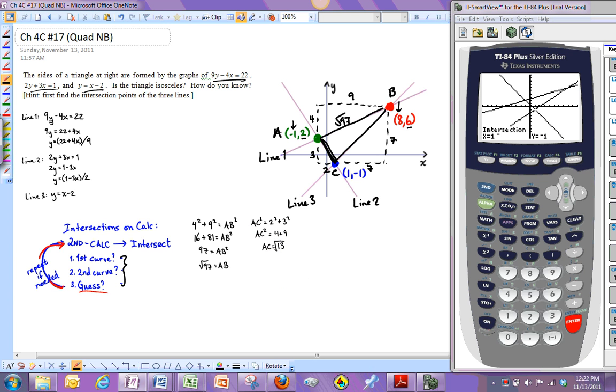And then we've got one more here, this one right here. So this one's root 13. And then the last one, if I do 7 squared plus 7 squared, I get BC squared. So this is going to be 49 plus 49 equals BC squared. So that's going to be 98 equals BC squared. And if I take the square root, I get root 98.